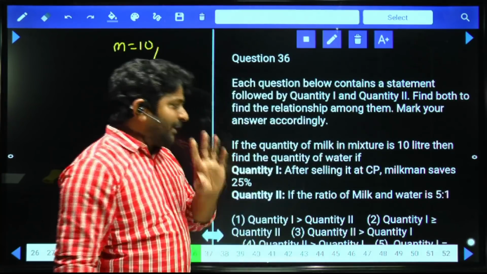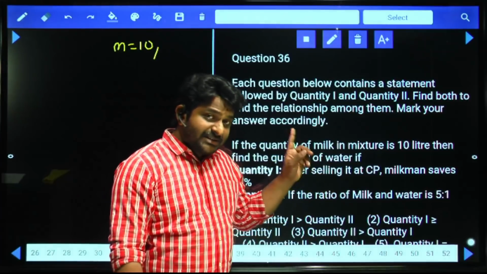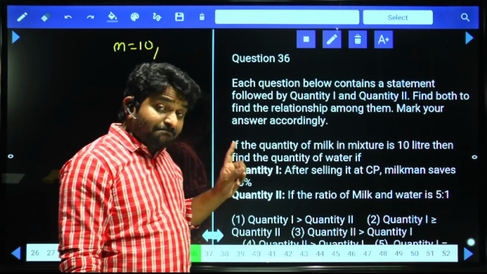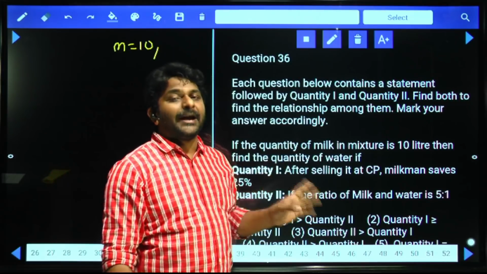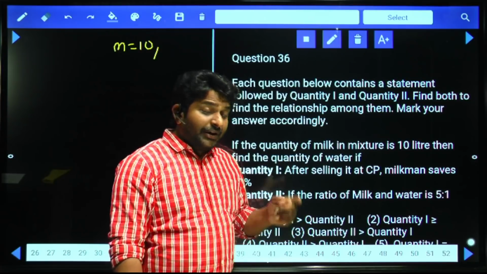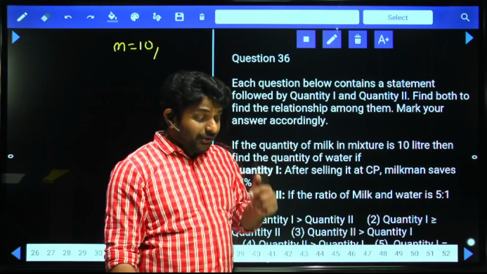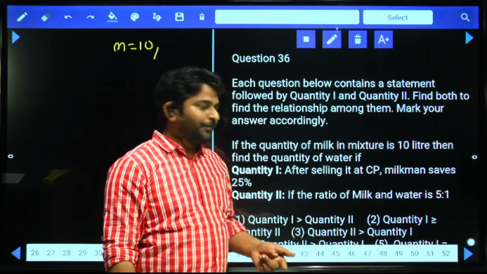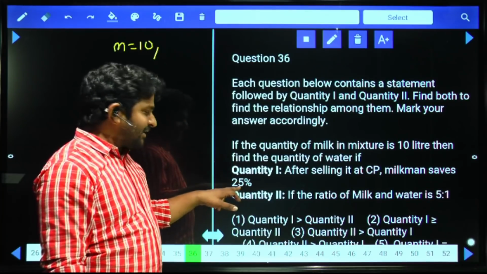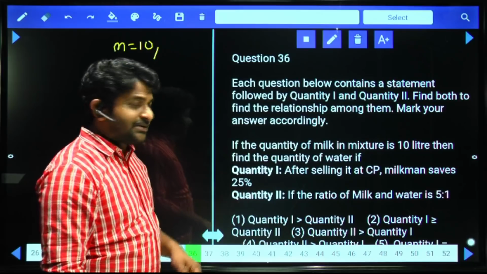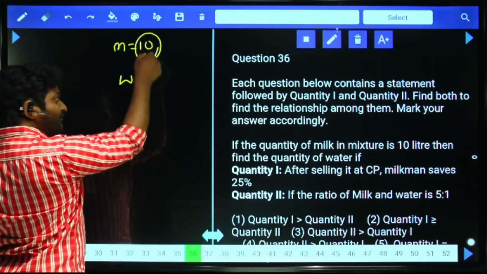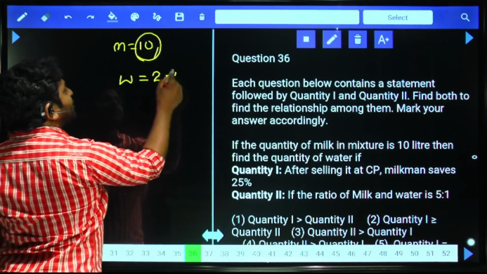So the point here is, if the selling price is equal to cost price, whatever profit you are getting here, the same percentage of water should be added. If you want to have 50% profit, you need to add 50% water. If you want to have 100% profit, you need to add 100% water. Right? Here, the milkman saves 25%. Savings ante profit ani. Profit is 25%. Hence, water also should be 25% of milk quantity. That is equal to 2.5 liters.